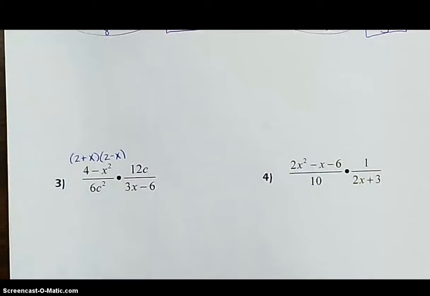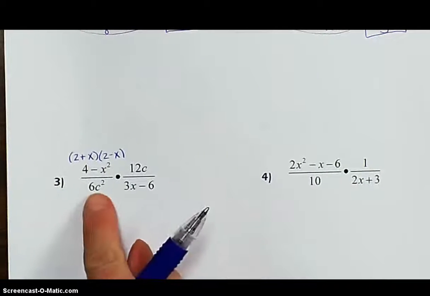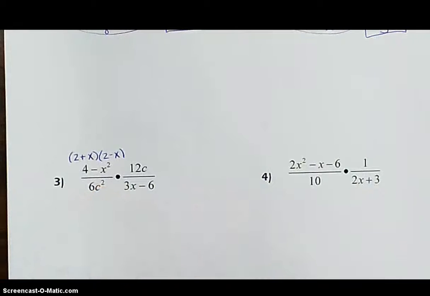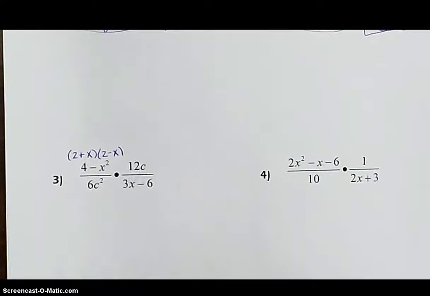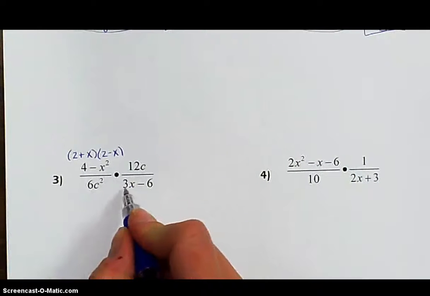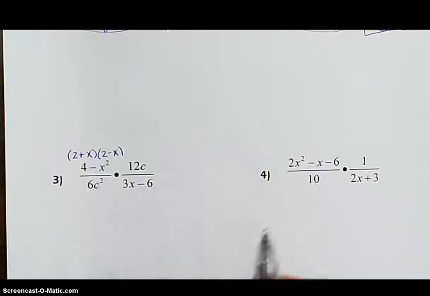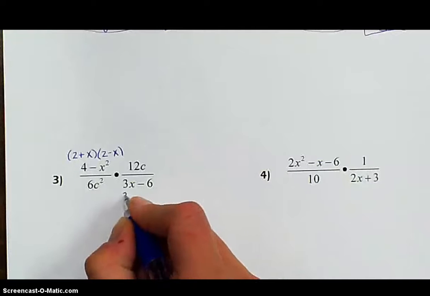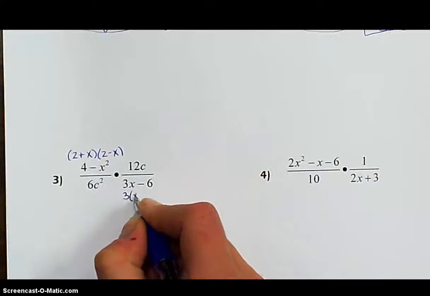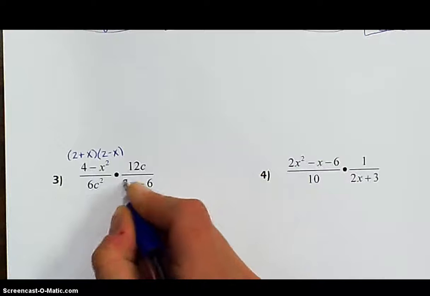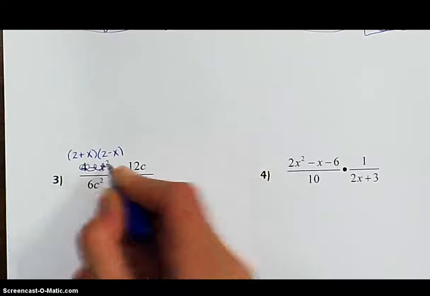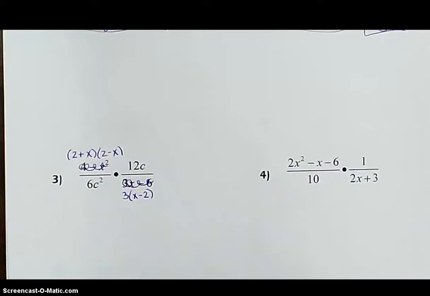You zoom in there. Okay, now 6c squared, you can't factor that. It's a monomial. 12c is a monomial, you cannot factor it, but now 3x minus 6, we can factor that. So we're going to go 3 and then x minus 2. So we did a GCF. So now I factored that and I factored that. So now we have to look to see, is anything exactly the same in the numerator as it is in the denominator?